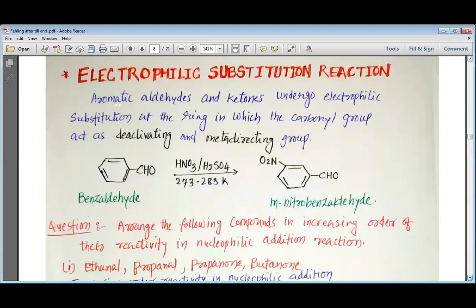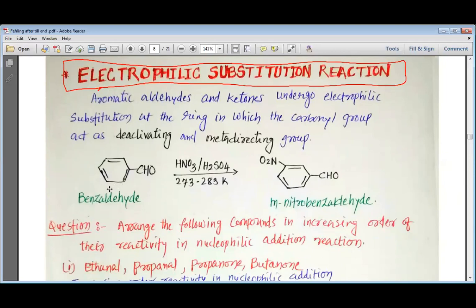Now, my dear students, we need to understand the electrophilic substitution reactions given by these aldehydes and ketones. We know that aldehydes and ketones have the carbonyl carbon present in them. Generally, if the benzene ring is bonded with the carbonyl carbon, it becomes meta directing in nature, and that is why whenever an electrophilic substitution reaction takes place on the benzene ring, we generally get the meta substituted product.